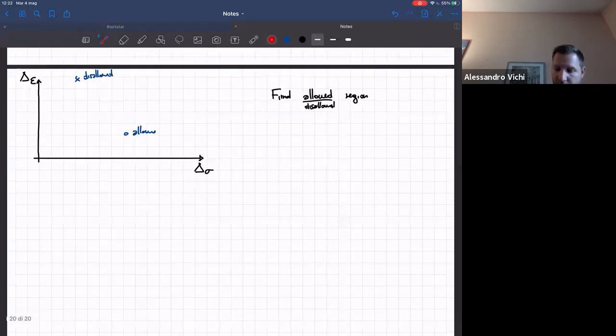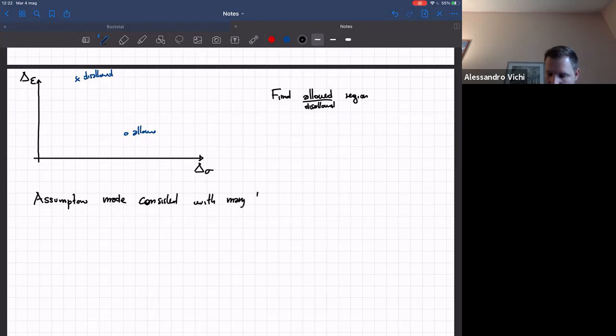In particular, the assumptions that we made are consistent with many theories. In particular, for instance, the minimal model has a structure very similar to the one that I discussed. Okay, minimal model.